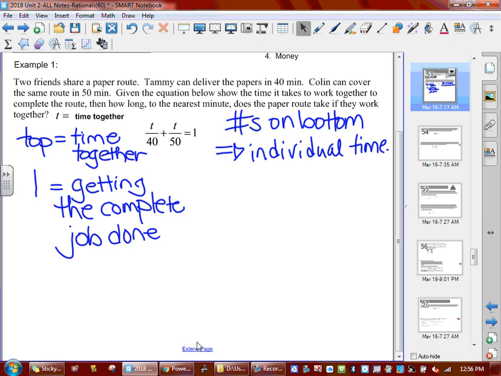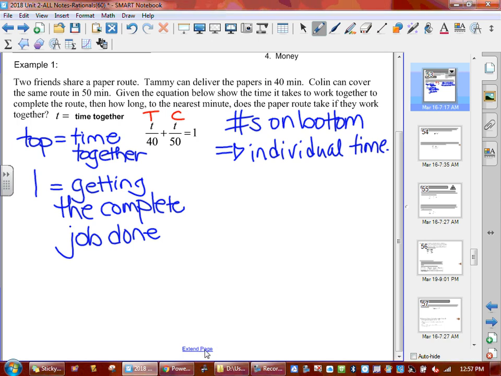So, for this question, we have time together. We don't know how long it's going to take them to do it together, but we know individually how long it takes everybody. So Tammy takes 40 minutes, and Colin takes 50 minutes. The top is doing it together. We don't know how long it's going to take them to do it together. So our common denominator here is going to be 40 times 50, okay? Or just 4 times 50. Or 5 times 40. So the common denominator between the two of those wouldn't be 2,000, it would be 200. Okay, so common denominator is always our first step.